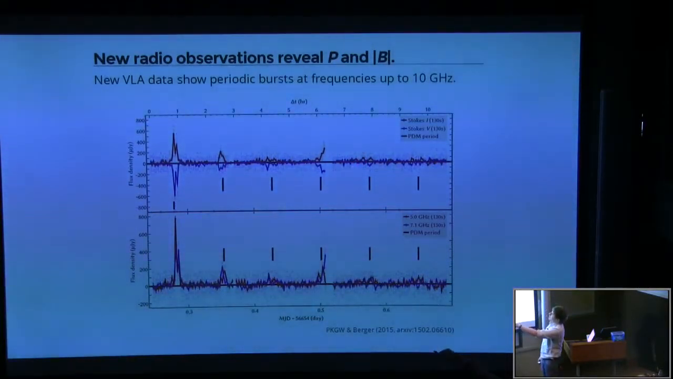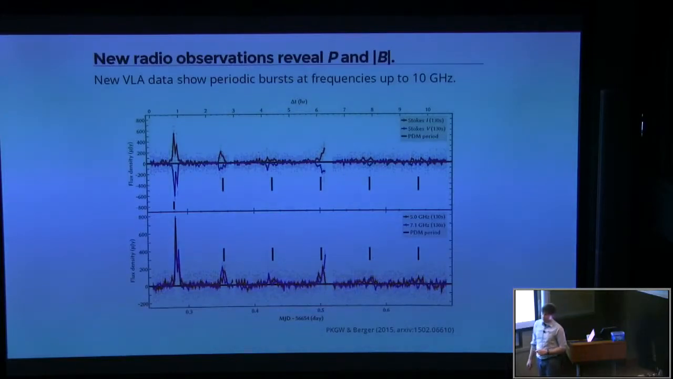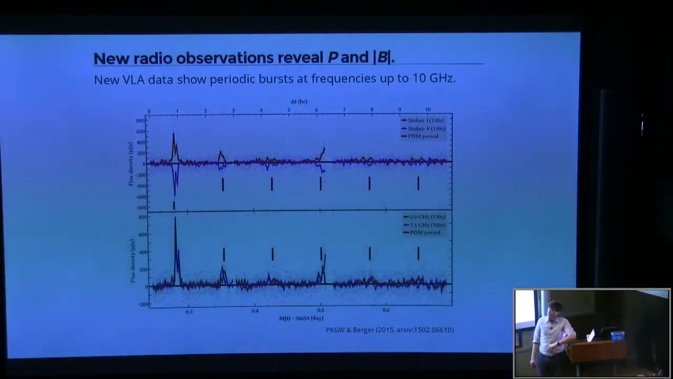This top panel is showing the emission as a function of Stokes type. The red upward lines are Stokes I, total intensity, and the blue downward are Stokes V, circular polarization. This shows that these radio bursts are basically 100% left circular polarized, which is what you expect given this coherent emission mechanism.